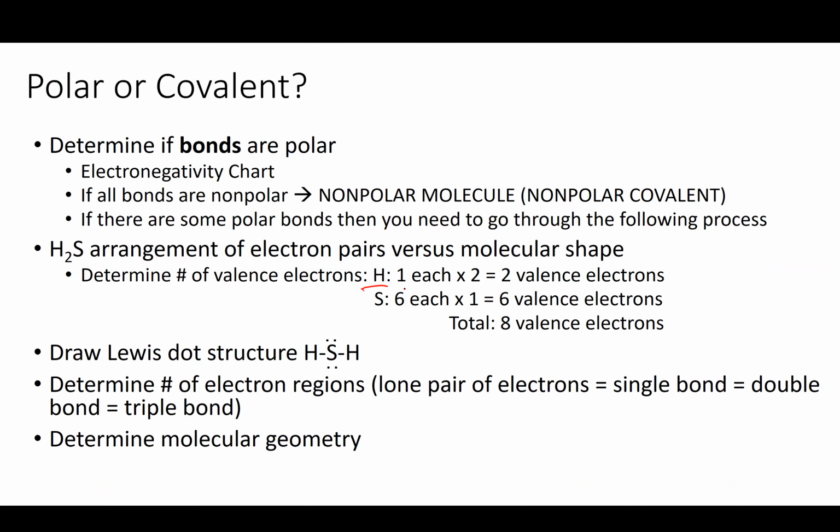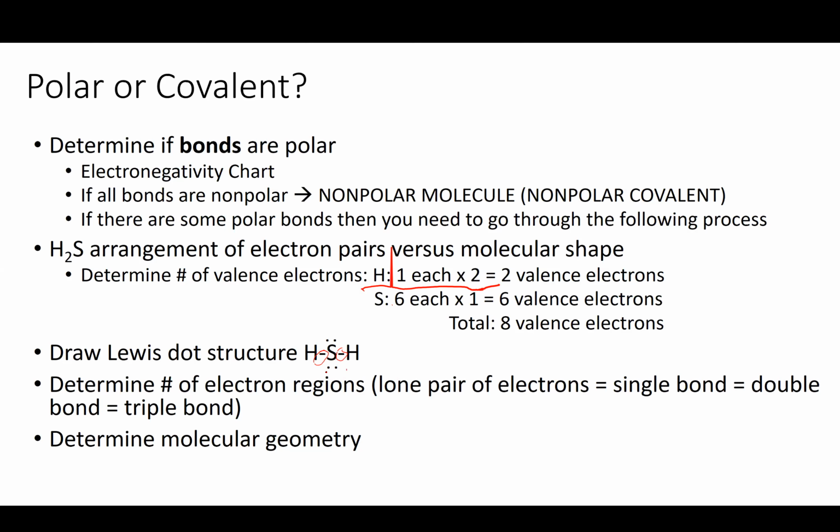Each hydrogen has 1 valence electron, and there are 2 of them, so that gives us 2 valence electrons. Sulfur has 6 valence electrons. We add them up, we get 8. The next thing we need to do is draw the Lewis structure. We'll put sulfur in the center, put hydrogen on each side, and draw a bond to each hydrogen. Remember, each one of these bonds counts as 2 electrons, so we've used 4 electrons here. Out of our 8 total, we only have 4 left, and we're going to put those as lone pairs around the sulfur.